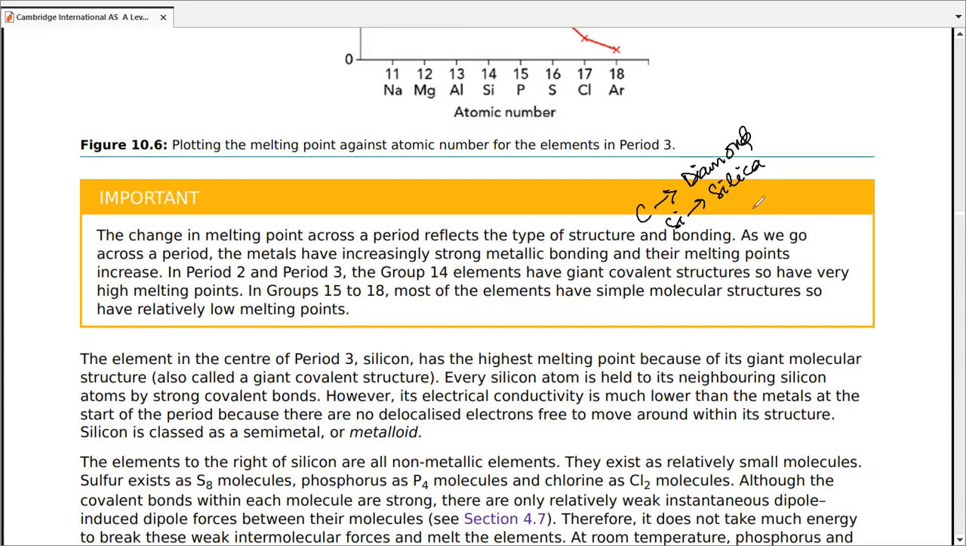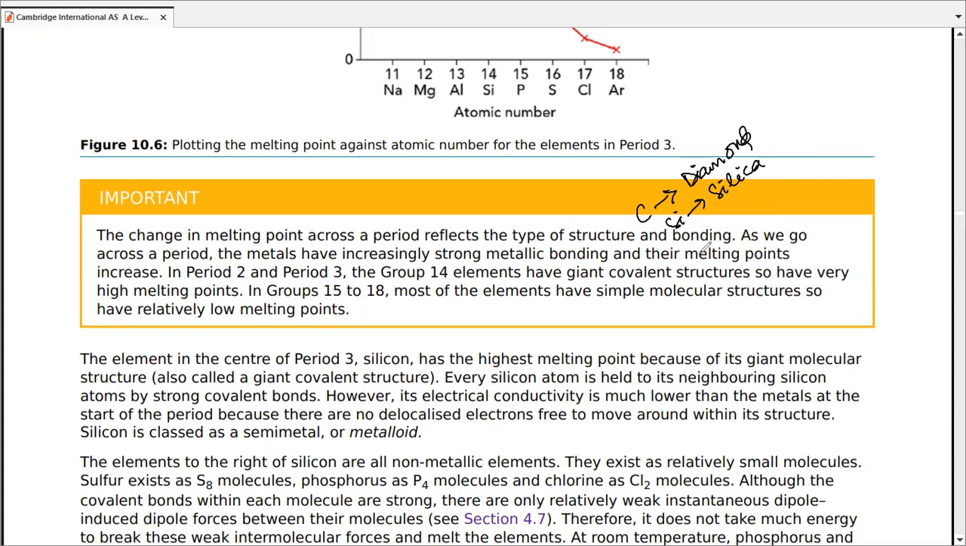And since both of them are giant covalent structures, they're not molecules. So never use the word molecules for them. Always use the word structure. You may use the term macromolecules. That is the specific term to represent giant covalent or giant macromolecular structures. So they have very high melting points.